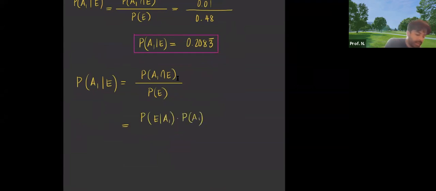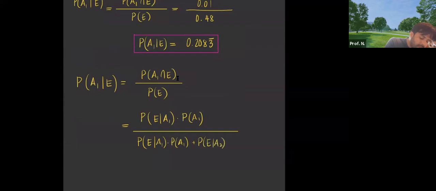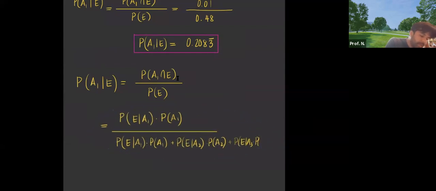That's the top formula. And the bottom formula, how do we find it? We found it by the probability of E given A1 times the probability of A1 occurring, plus the probability of E given A2 times the probability of A2 occurring, plus the probability of E given A3 multiplied by the probability that A3 occurs.